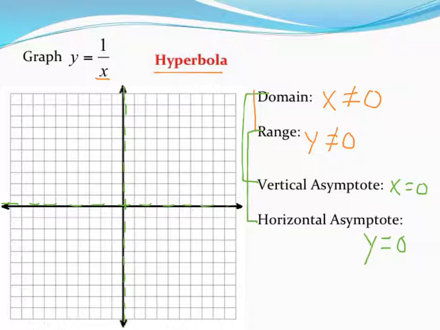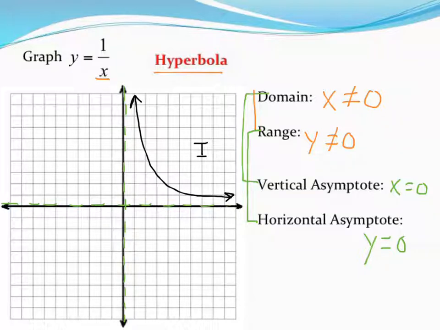A hyperbola is made up of two pieces that we call branches. And so for our parent function, we're going to be here in the first quadrant. So go ahead and just sketch a graph that looks something like this. It's going to approach both axes, both asymptotes, but never quite touch them, and there'll be arrows on both ends. That's one of the branches in that first quadrant.